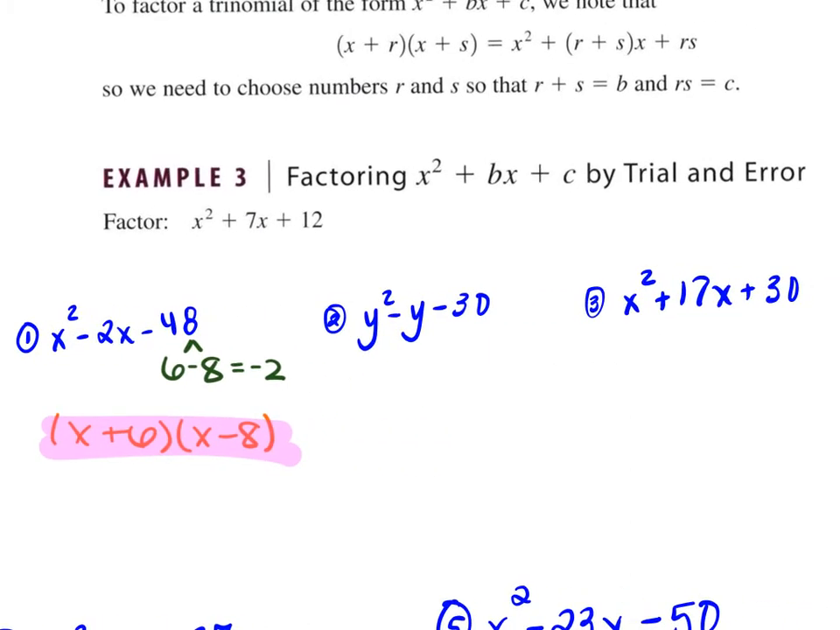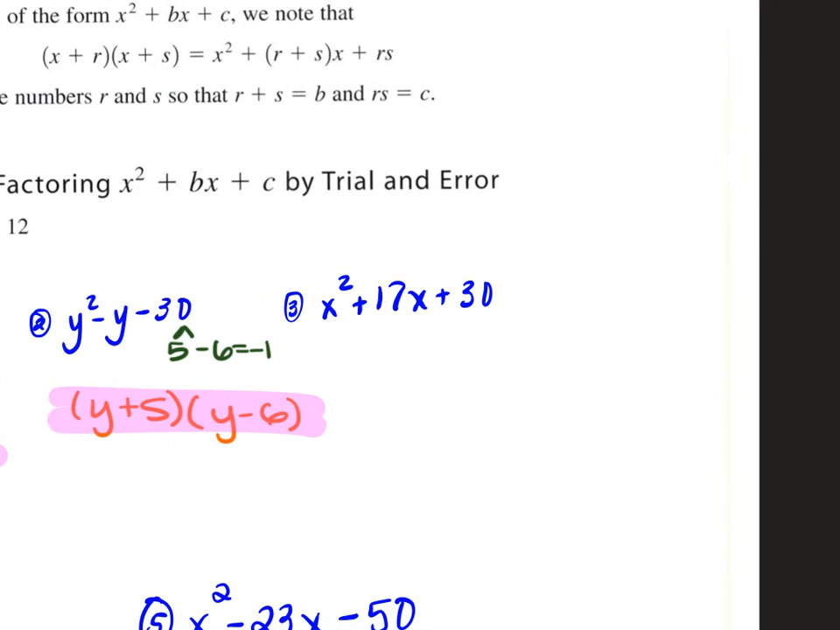For 2, we have y squared minus y minus 30. So that negative 30, you have 5 and negative 6, which is going to multiply to give you negative 30 and add to give you negative 1. So this just factors out to be y plus 5 times y minus 6. For 3, you have x squared plus 17x plus 30. Your factors of 30 that add up to be 17 are 2 and 15. So this factors out to be x plus 2 times x plus 15.